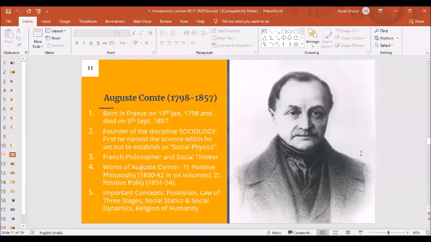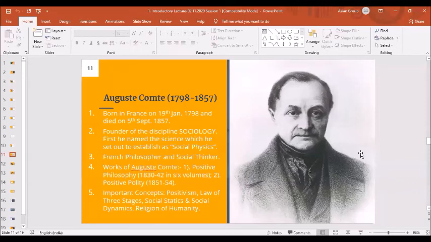In India also we have a founder of sociology. That we will discuss. First we will make sure we are clear with the Western explanation of sociology, how Western scholars talk about sociology and have developed this particular discipline.